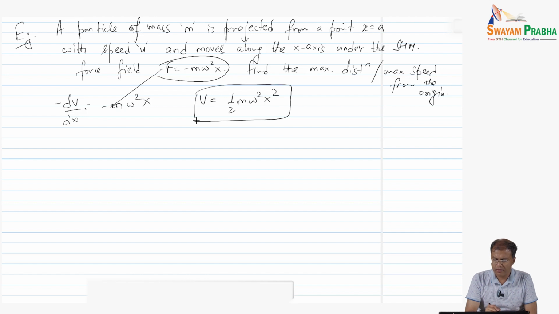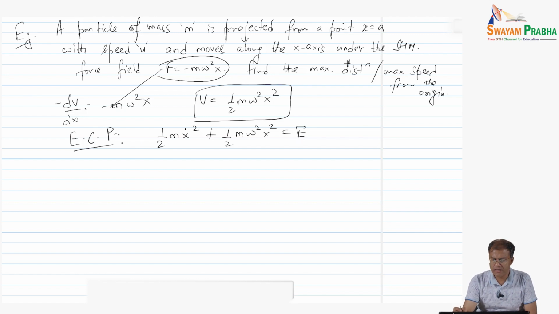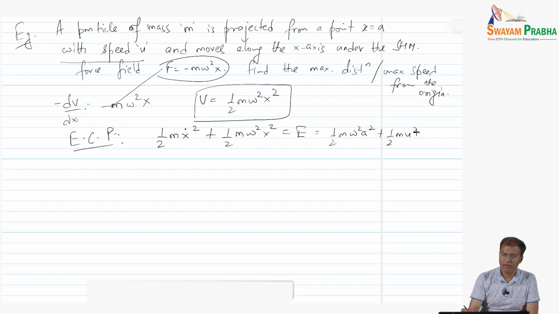So what we have is, now the particle of mass m is projected. So the energy conservation principle comes out to be the sum of the kinetic energy, half m x dot square, plus the potential energy, half m omega square x square, is a constant E, and this E will be found using my initial condition. So at x equal to a, E will be half m omega square a square, and the speed is u, so this will be plus half m u square, right?